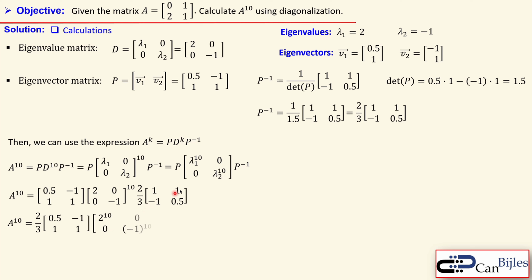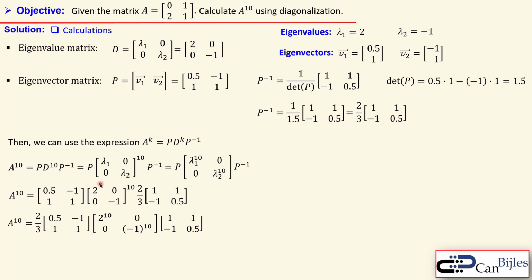So in detail, you see here the P inverse and the P and then D here to the power 10. Now if I shift the 2 over 3 all the way to the left, because that's convenient and easy to follow, we can put this 10 here in the exponent for 2, and also here minus 1 to the power 10.